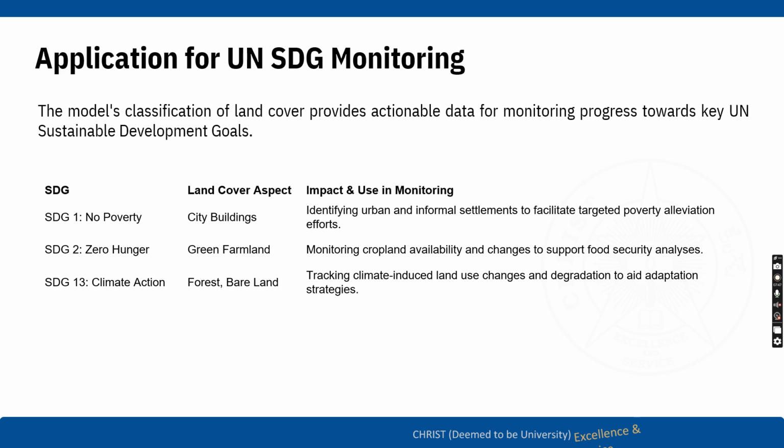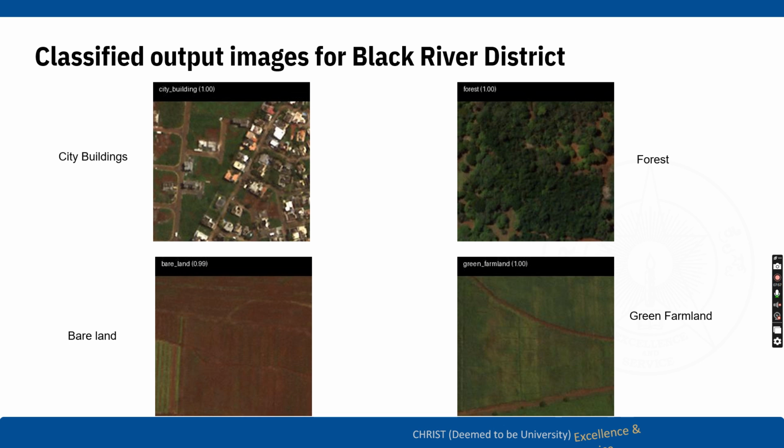So we ran this model on the satellite images that we have. We converted the bigger image of the Black River region and got a classified output in this form, where you can see at the top of each image there is a confidence score, where 1 means the model is fully confident that it is of that category. You can see for city building it is 1, and forest as well as green farmland is 1. For bare land it's 99%, so it means 99% confident that it's bare land. In this way, a few classified images are shown here out of those 1495 images.